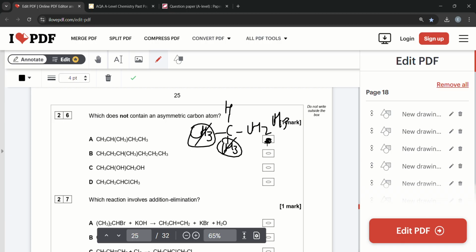It does not contain an asymmetric carbon atom with different R groups attached to it. It's got two methyl groups.